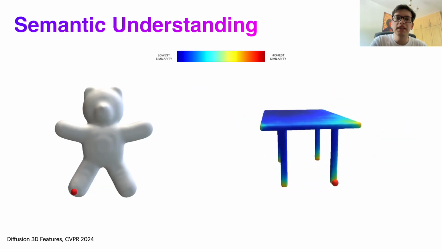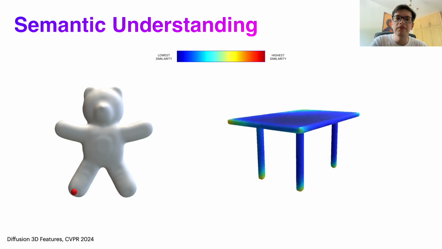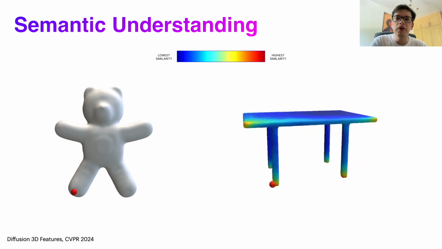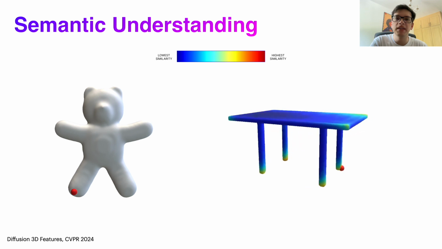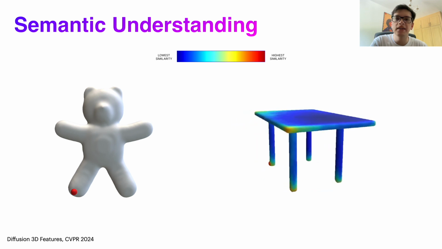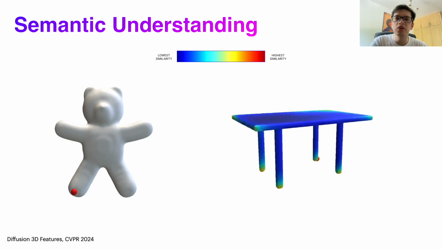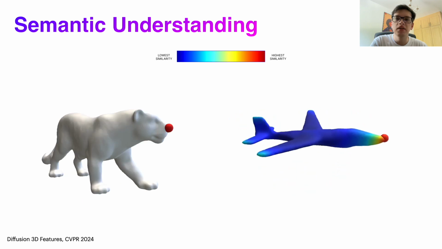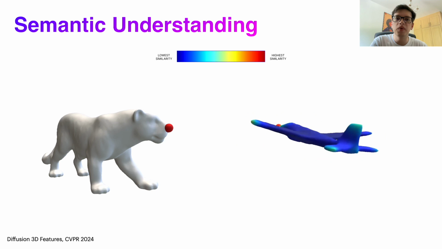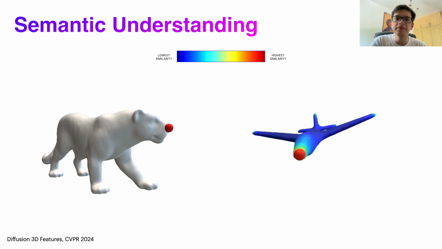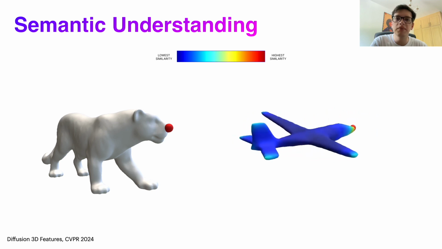To prove the semantic nature of our descriptors, we show heat map visualizations. For a query point in the source, we see semantically similar regions being highlighted in the target shape. For example, we see the legs of the teddy correspond to the legs of the table. Here, the nose of the leopard corresponds to the nose of the airplane. These relations cannot be captured directly by geometry.